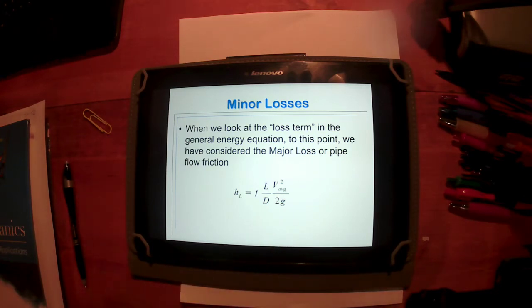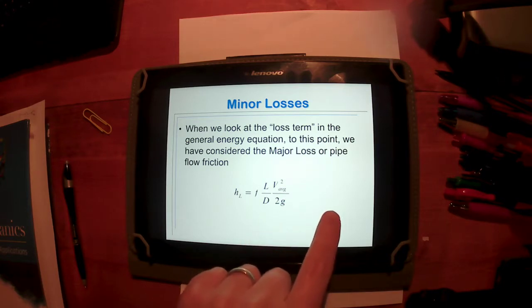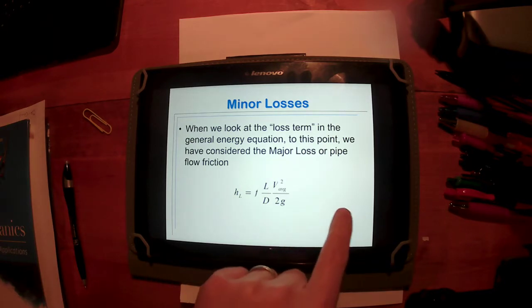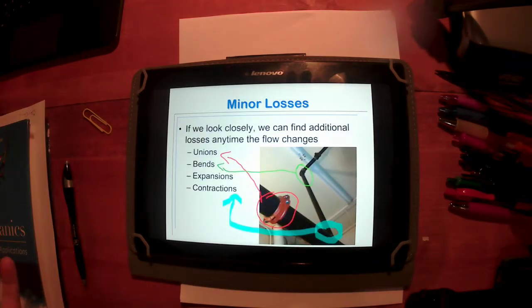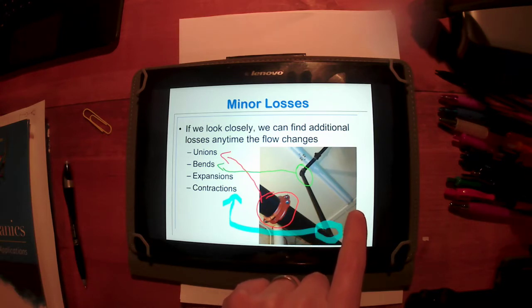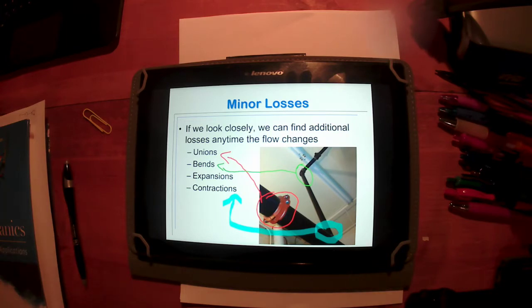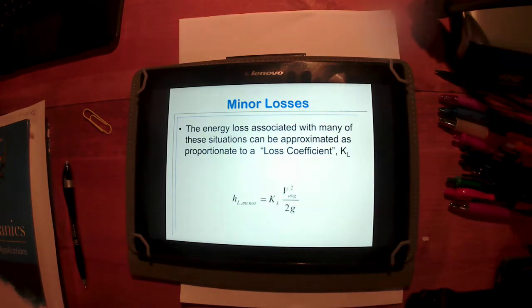If I've got a system with lots and lots of bends, elbows, contractions, expansions, lots and lots of unions, then every one of those connections, there's going to be an energy change associated with those connections because the flow is going to change at that point. And so what happens is there's an energy loss that is associated with it we can find, and it's possible that these minor losses can actually add up to a quantity larger than the major loss. It just depends on how complex our piping system is.